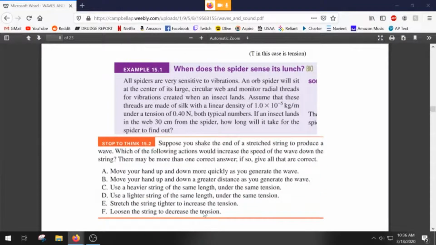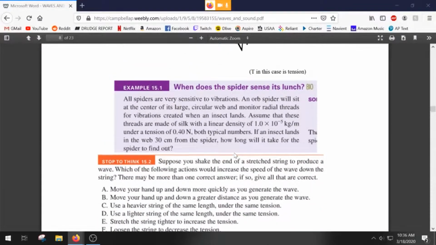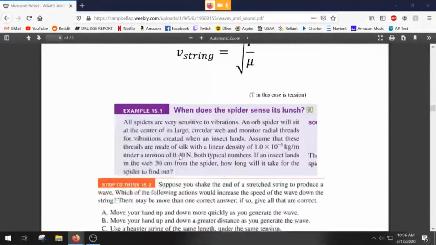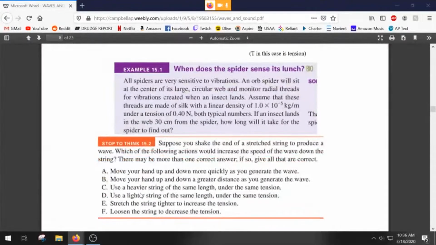Now F says we can loosen the string. Well, if you loosen the string and decrease your tension, your wave speed goes down. So yes, you've changed the wave speed because you've changed the physical properties of the string, but you haven't increased it, you've rather decreased it.